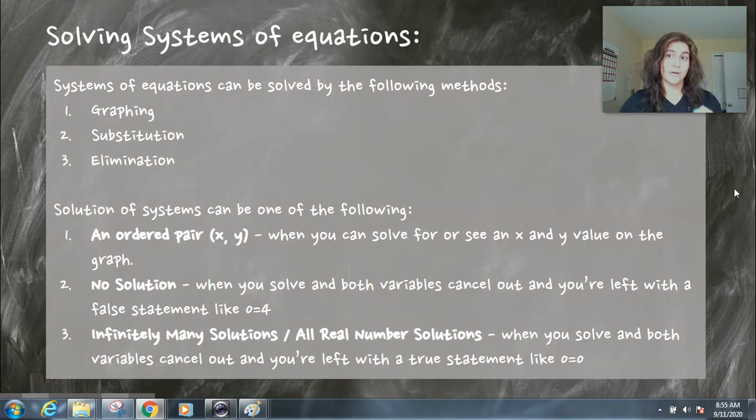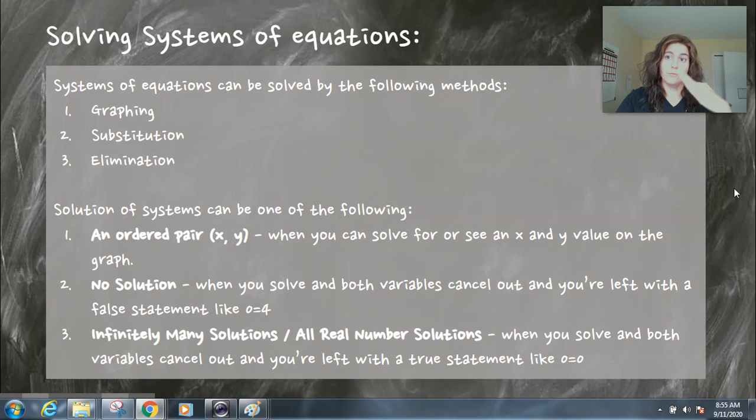So if you're looking at a graph, they'd be two lines that aren't touching or will never touch. If you go through and you're solving it and both cancel out and you're left with a true statement, like 0 equals 0, 5 equals 5, something like that, that is infinitely many or all real number solutions. You'll see it written both ways depending on what you're looking at. So in that case, that just means it's the exact same line.